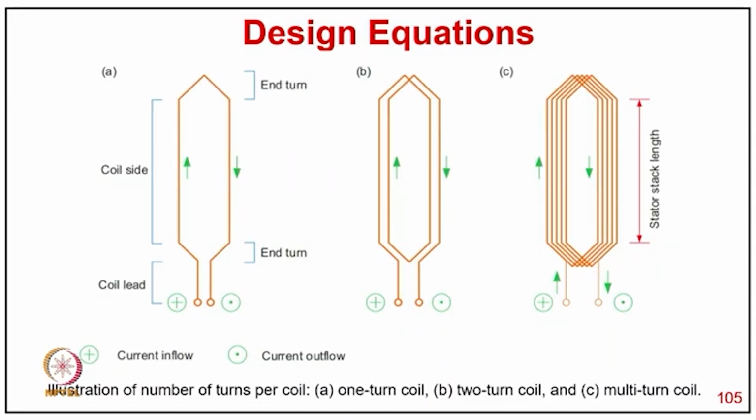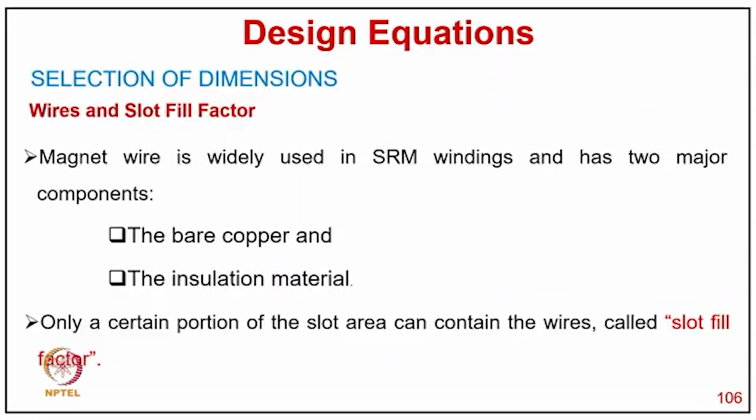Now a typical example here illustrates the coil number of turns: 1 pole, 2 pole coil and multi-turn coil. Now coming to wires and slot fill factor.